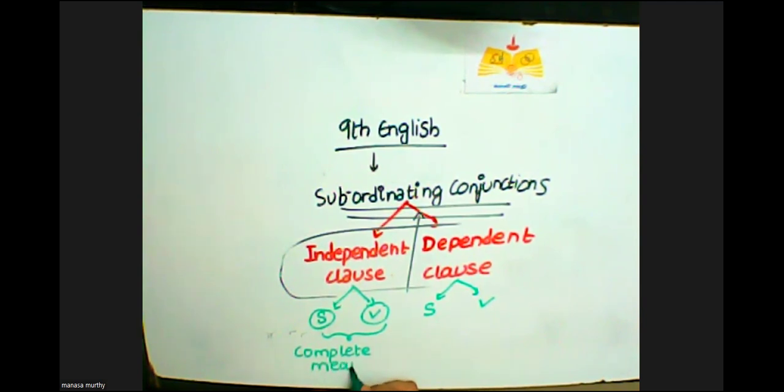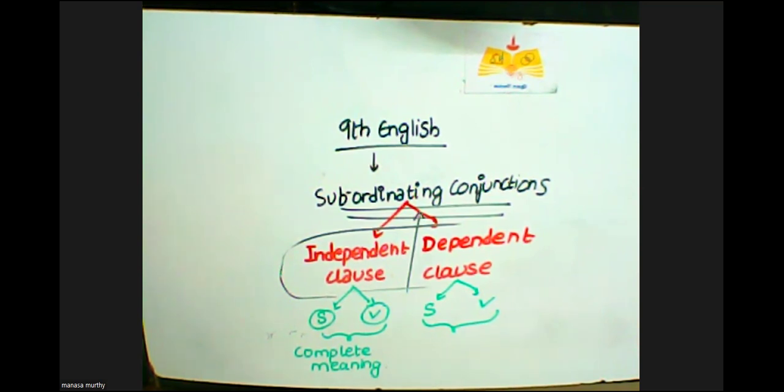But this dependent clause is only half. That is, it doesn't give us complete information. It says something, but we don't understand the meaning completely. We require the support of another sentence, like how we are dependent on our parents, right? They are taking care of us, they are sending us to school, correct? We are dependent on them. Parents are independent, so we are totally dependent on them.